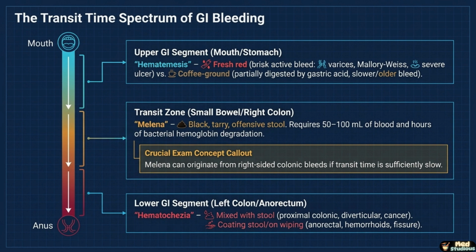Finally, in the lower GI segment, hematochezia appears as either blood mixed throughout the stool, suggesting a more proximal colonic source like diverticular disease or cancer, or blood simply coating the stool or appearing on wiping, which points toward an anorectal source like hemorrhoids or a fissure.